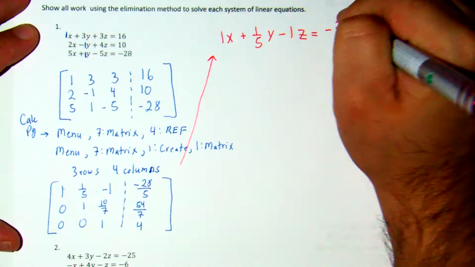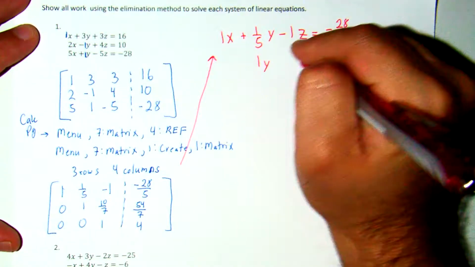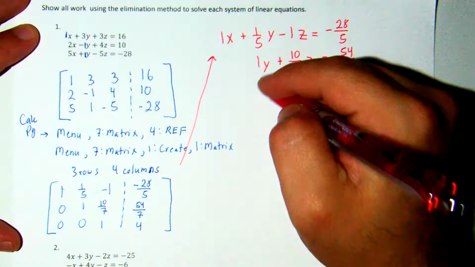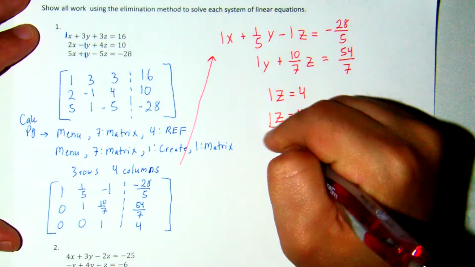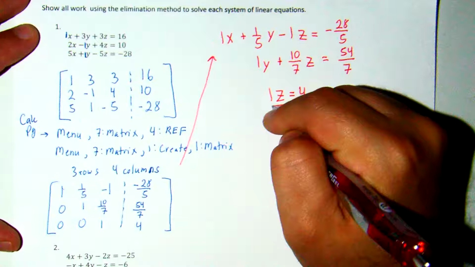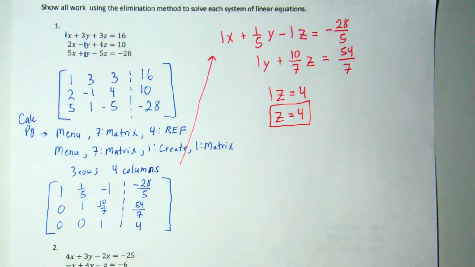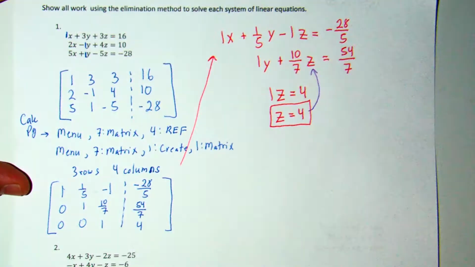This one has no x's, but we have 1 y, plus 10 over 7 z, and this equals 54 over 7. The last one has no x's, no y's, but it's got a 1z, and that's 4. But keep in mind that 1z is the same as just z, so we already know the first part of our answer. So we want to plug this in. We're going to take this value and substitute it for z in the next equation.